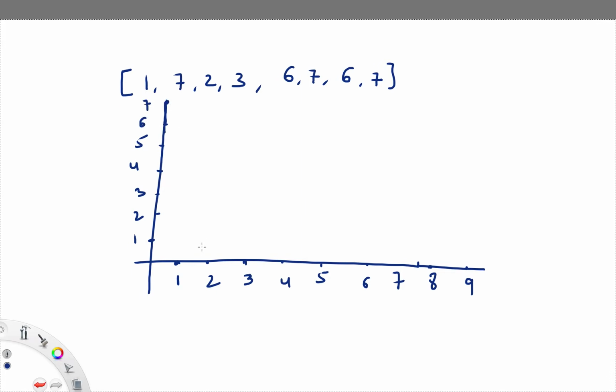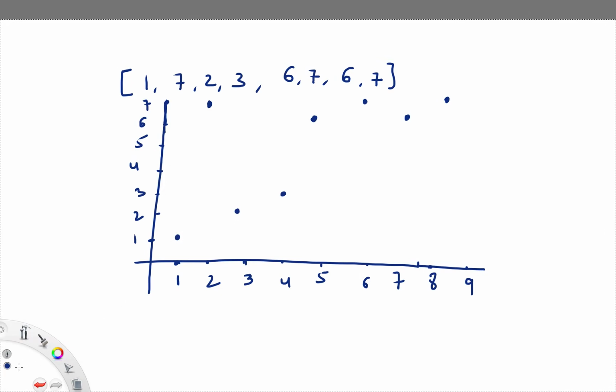Now you can see that on the first day we have a price of 1 rupee. On the second day we have 7. On the third day we have 2. On the fourth day I have 3, and on the fifth day I have 6. On the sixth day I have 7. On the seventh day I have 6 again, and on the eighth day I have 7 again. So you can see this is my graph.